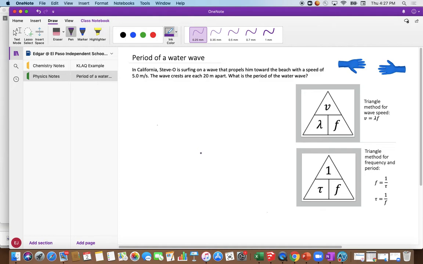Hi class. This example is going to deal with water waves. It says, in California, Steve-O is surfing on a wave that propels him toward the beach with a speed of 5.0 meters per second. The wave crests are each 20 meters apart. What is the period of the water wave?